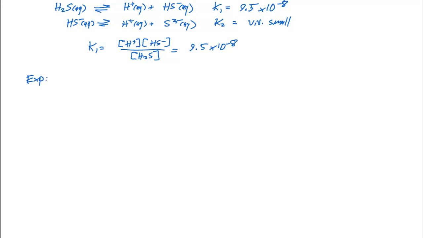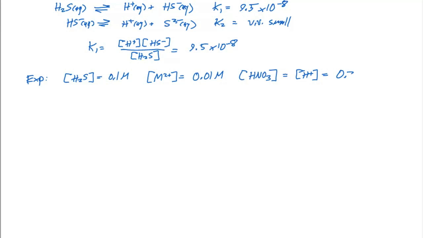Experimentally, our concentration of H2S is going to be 0.1 molar. Our concentration of our metal 2 plus is roughly about 0.01 molar. And our concentration of HNO3, because we add nitric acid to this solution, which since nitric acid is a strong acid, is going to be equal to the concentration of H plus, and this equals 0.3 molar. So here's experimentally what we have in our particular test tube.